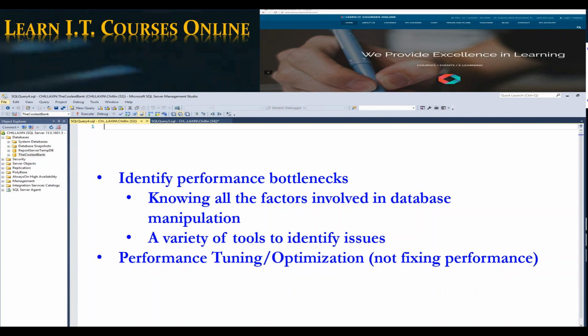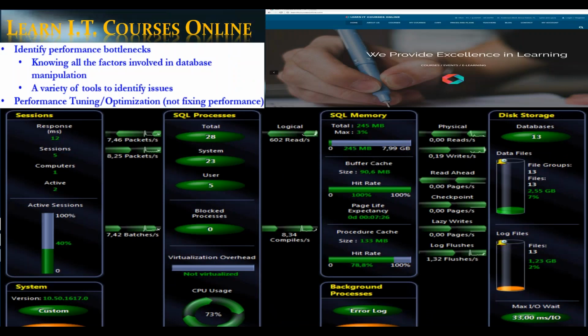So what we need to realize and understand is first identifying performance bottlenecks. There are different pieces where things could be slow, because a lot of times someone could come to you as a database administrator and say, the database is slow, a very generic, general statement. And now we have to pinpoint where the problem is. So when we hear that statement, we need to be able to identify where the problem is, knowing all the factors involved in that database processing or manipulation. And this is why we need to understand this overall picture.